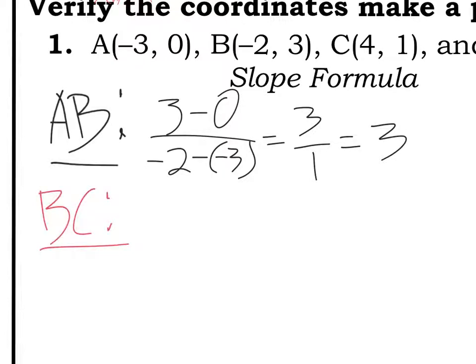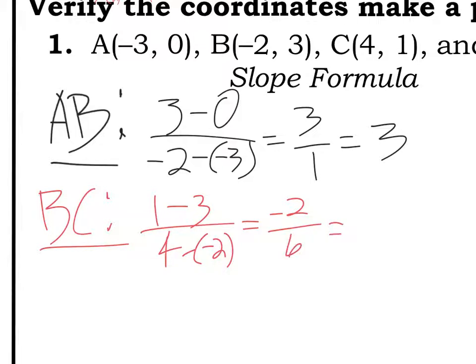Next, I'll want to do the slope of B to C. So I have y2 of 1 minus y1 of 3 over x2 of 4 minus x1 of negative 2. So 1 minus 3 is negative 2. 4 minus negative 2 is 6. So negative 2 over 6 simplifies to negative 1 over 3.